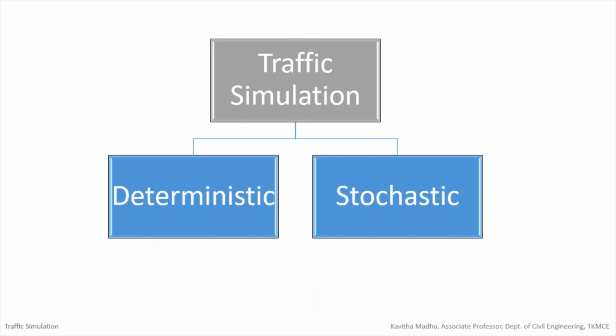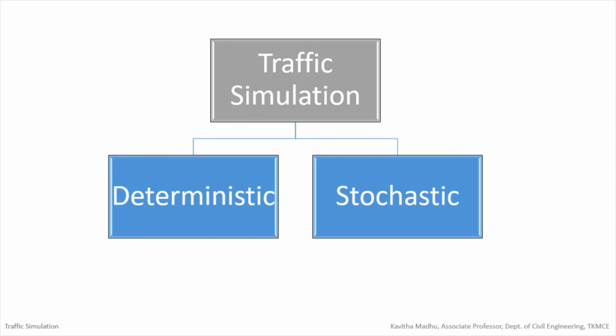Whereas in the case of stochastic, we are introducing this randomness, or we are trying to capture the randomness or unpredictability. So for that we need to introduce probability functions. Sometimes that event may occur or may not occur. So we have to have a probability function to replicate the randomness in the behavior.